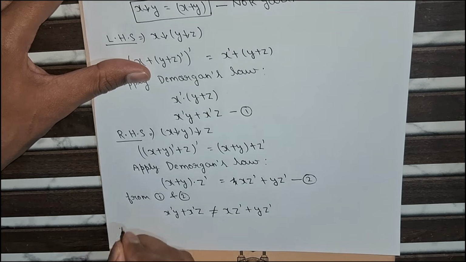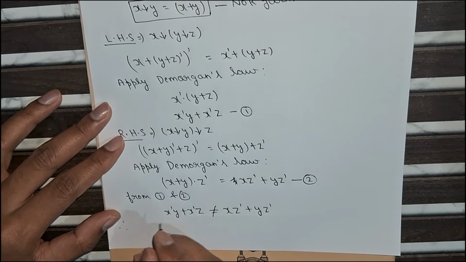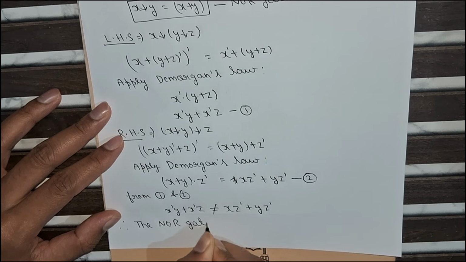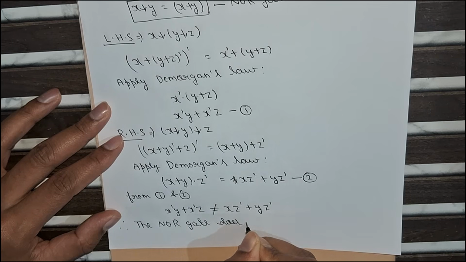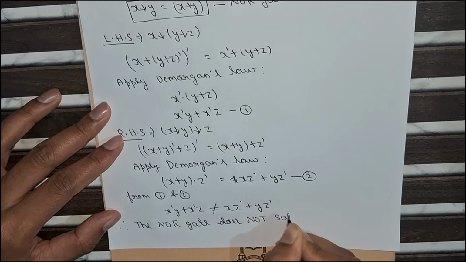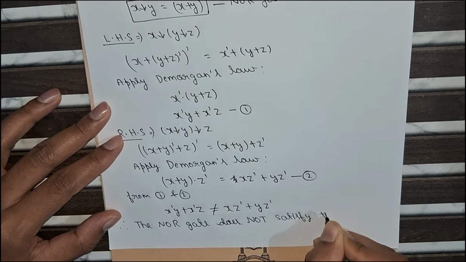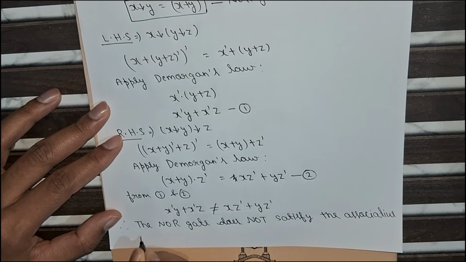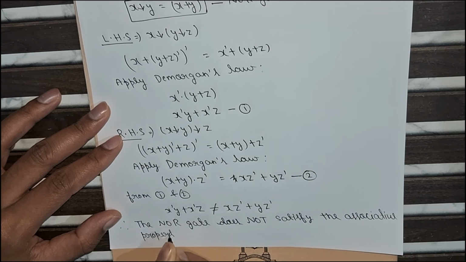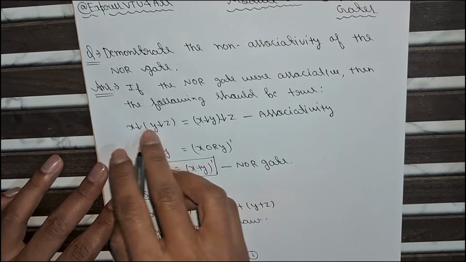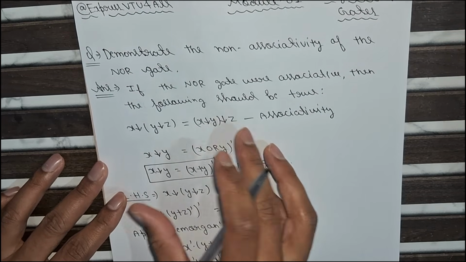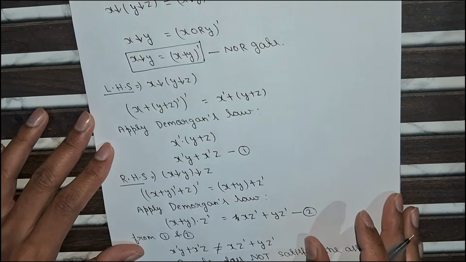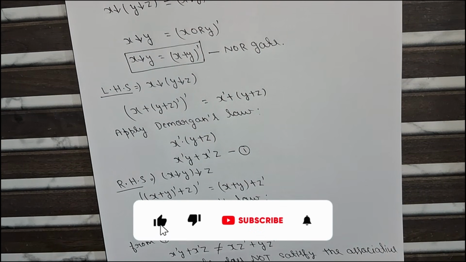It means that we can write, therefore we conclude that the NOR gate does not satisfy the associative property. If it should follow this property, then we can call NOR gate associative, but it is not following. So like this you have to demonstrate the non-associativity of the NOR gate.